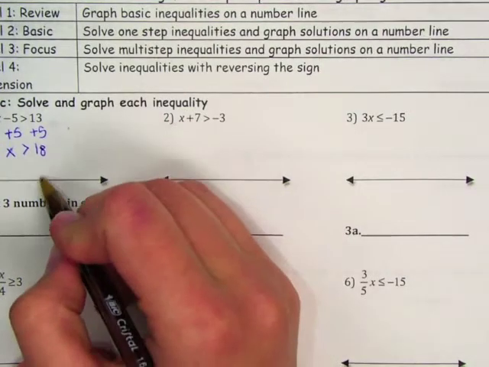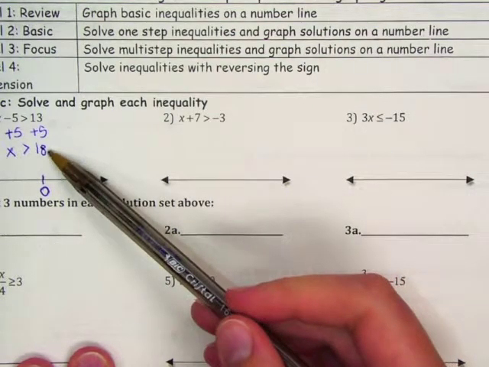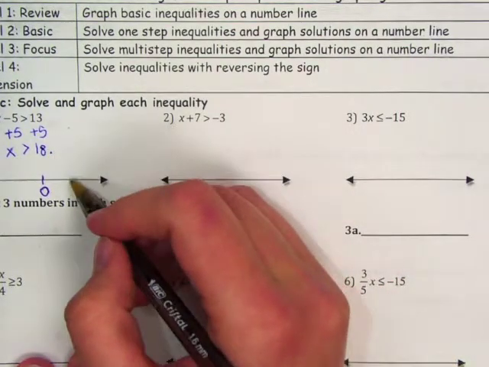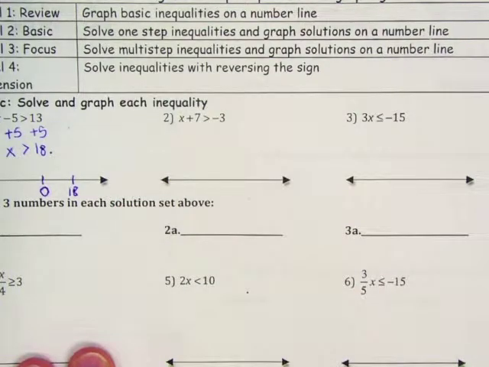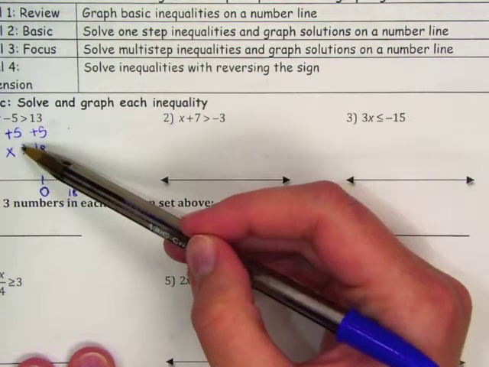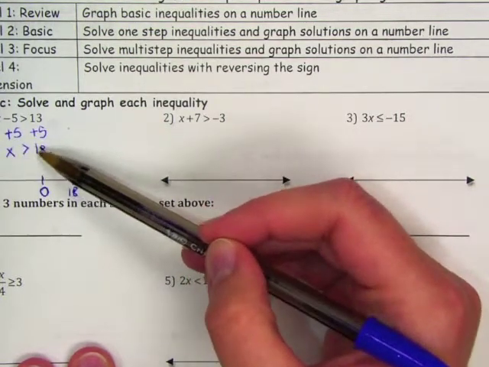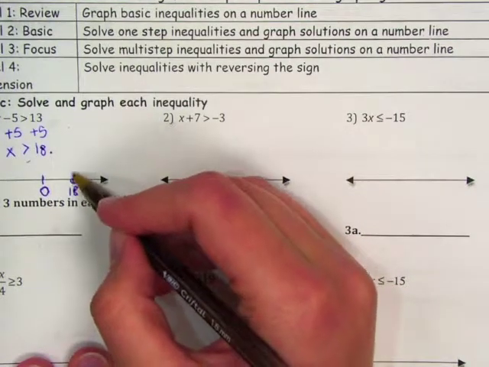So the first thing I'm going to do is put my 0 in the middle. Then, since 18 is positive, it's going to go on the right side. I'm going to write 18. Then I have to look at my symbol. My symbol is x is greater than 18. There's no equal to line, so I'm going to have an open circle on 18.